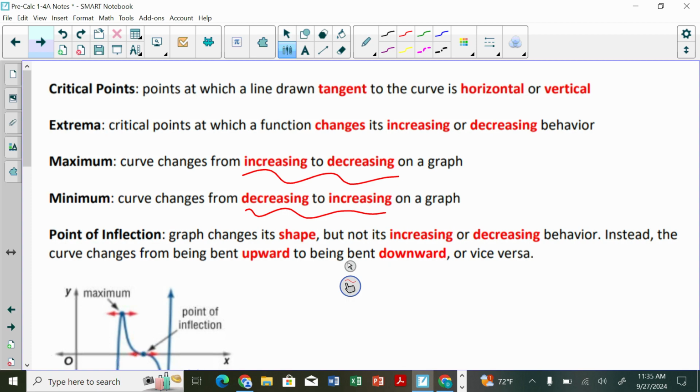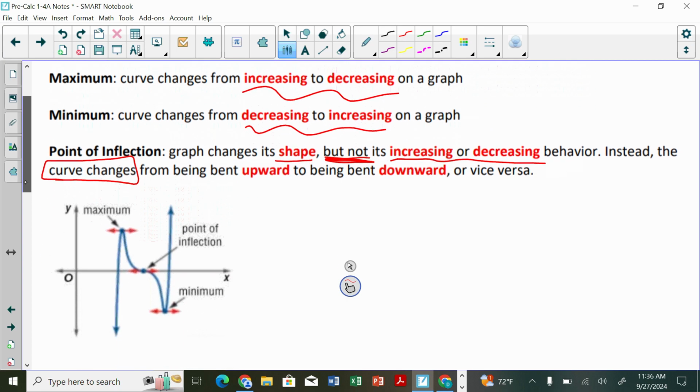Okay. Point of inflection. So this is where your graph changes its shape, but it does not change how it increases or decreases. Instead, the curve changes from being bent upward to downward or vice versa. Okay, so you can pause that, do whatever you need to get those definitions down, and then let's take a look at the graph at some of our stuff here.